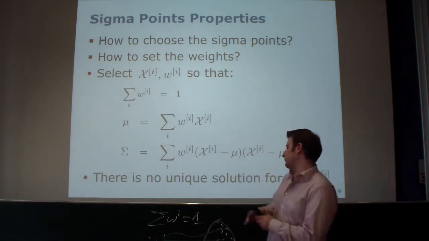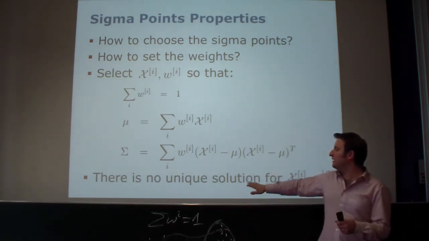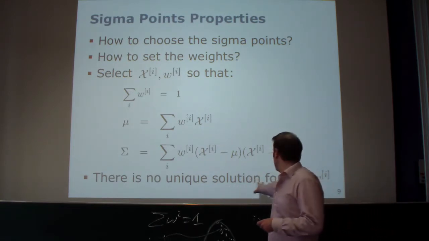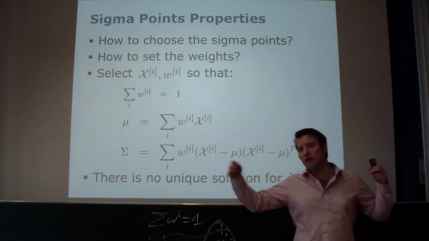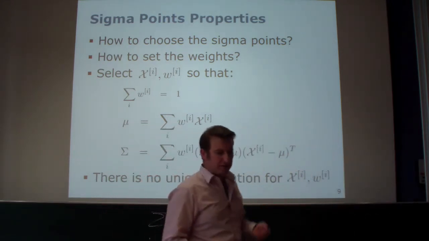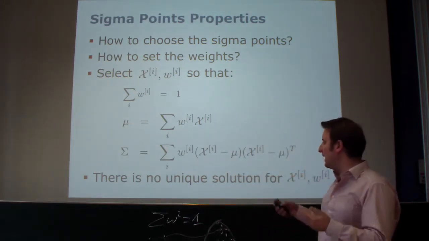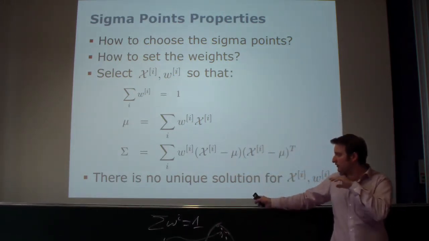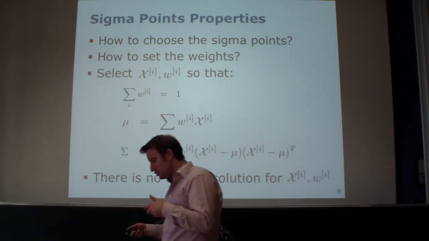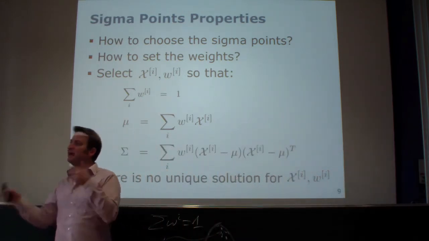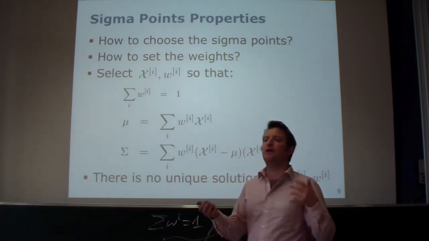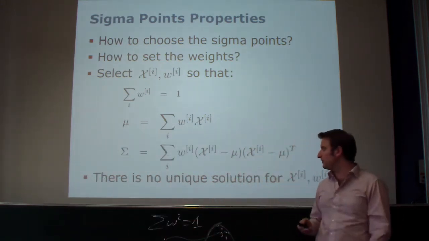The thing is that there is no unique solution on how to choose those sigma points and how to choose those weights. There's a whole space of solutions on how we can do that. It turned out that one typically chooses one way, although in most settings it makes no difference which way you choose. It can depend on the structure of the nonlinear function you're going to apply, how the solution scales, or if there are problems with the solution.